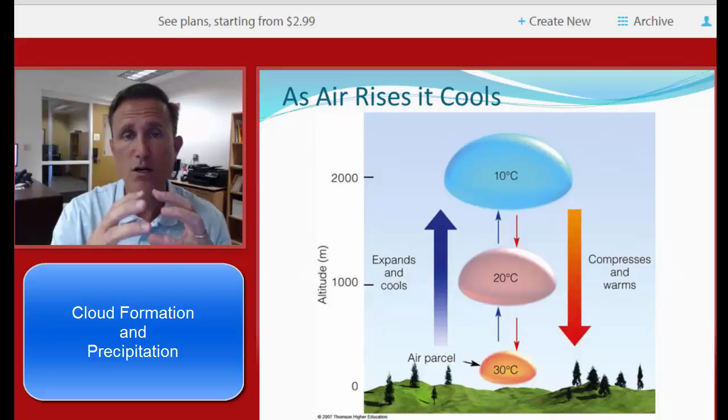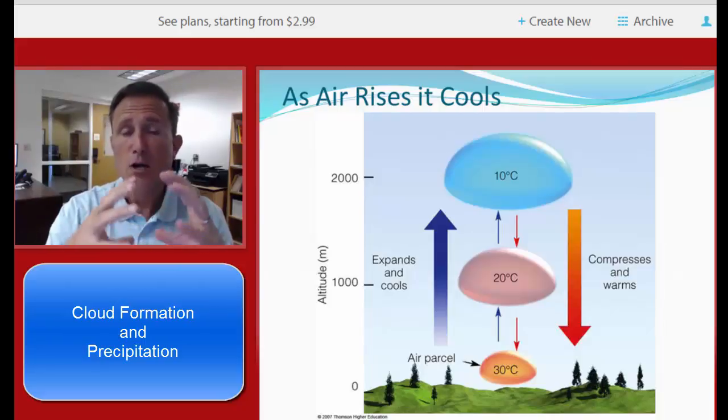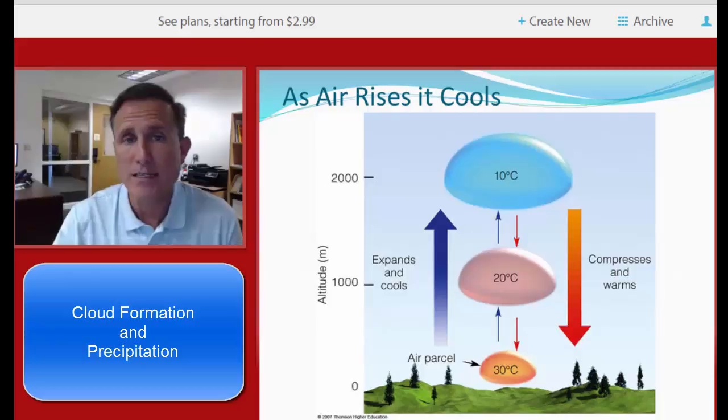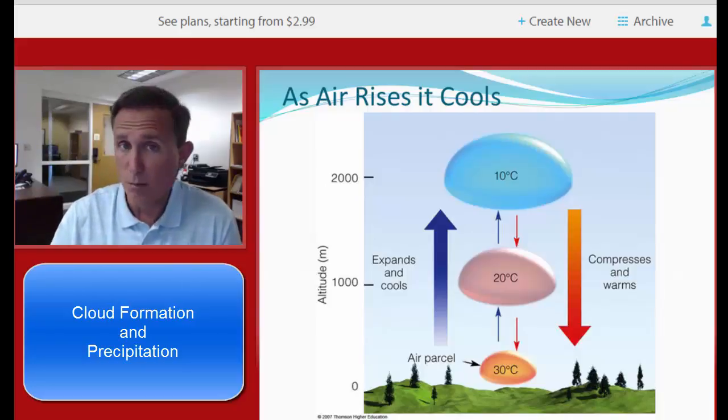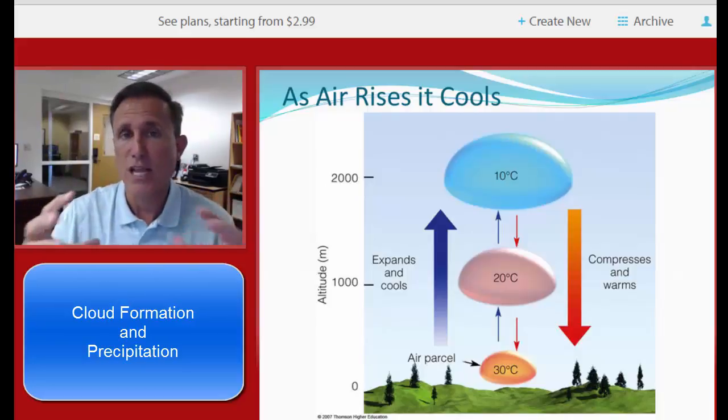So that parcel of air with less pressure pressing down on it will expand. As it expands, some of the energy the air molecules have is used in that expansion, and that air cools.